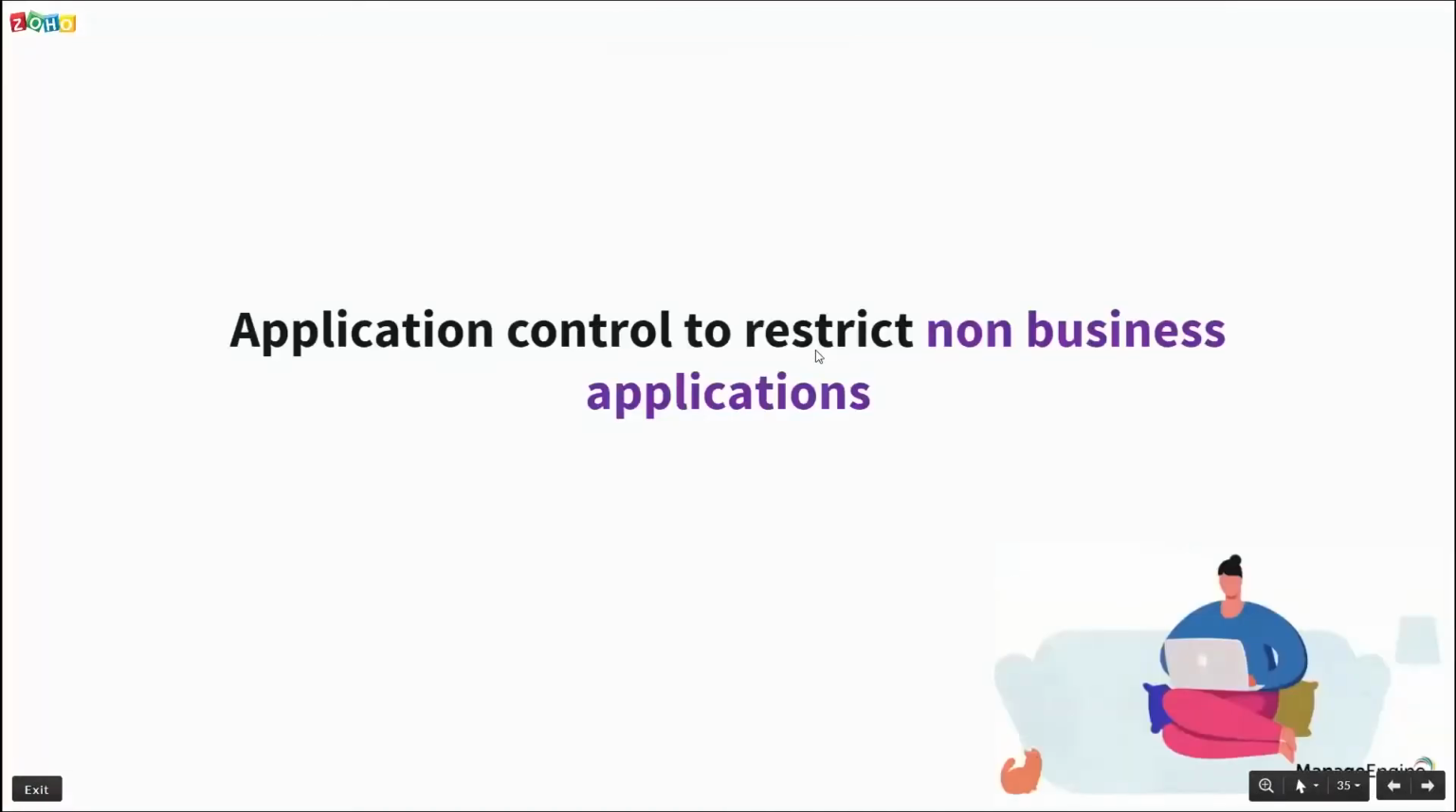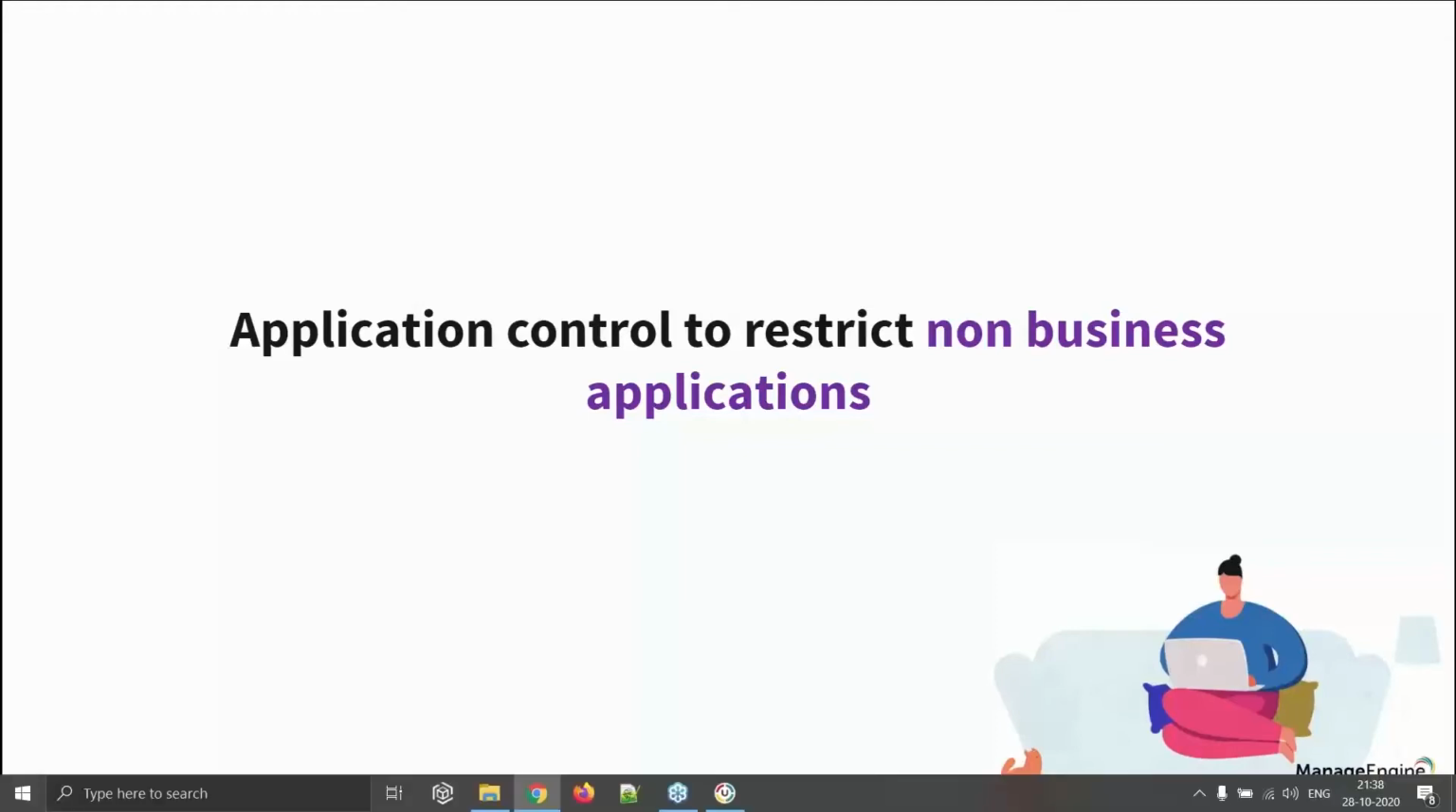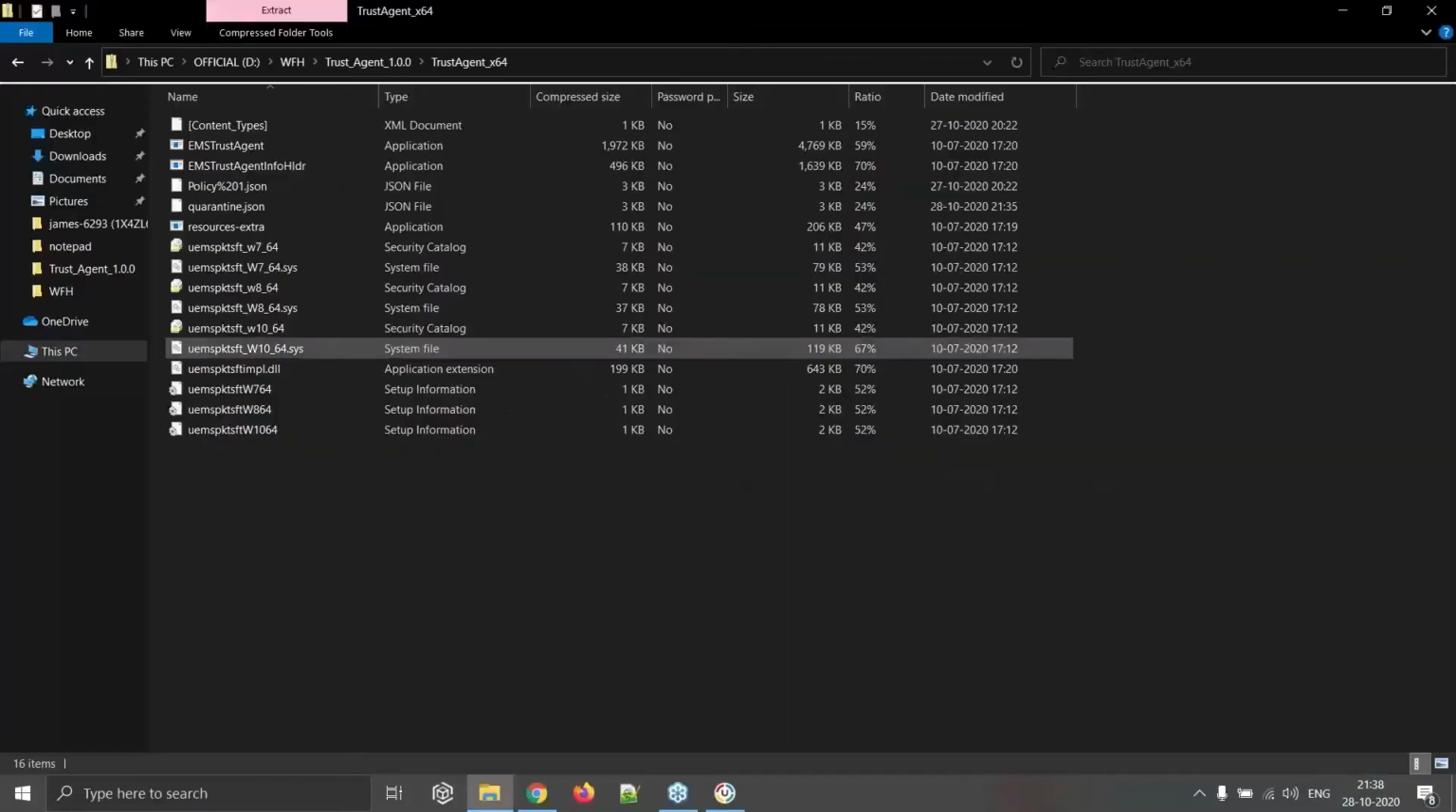So the next is application control to restrict non-business applications. An important thing every IT administrator has to face is not letting the end user install an unauthorized application. The machine should have only the approved applications, or I would say IT administrator approved applications, no other applications. If the end user installs one, it should straight away block them. So to do that, we have this new module.